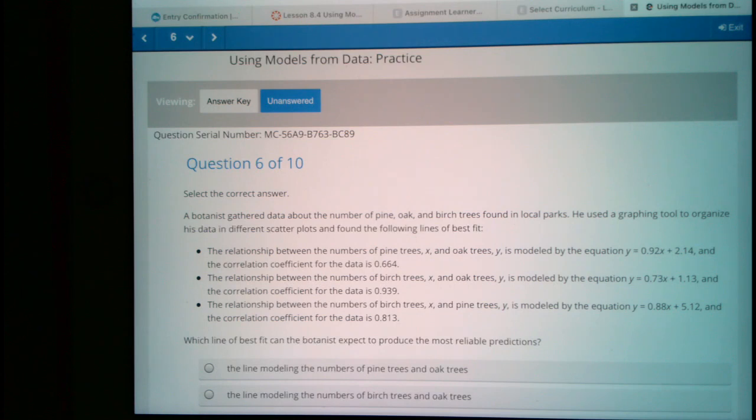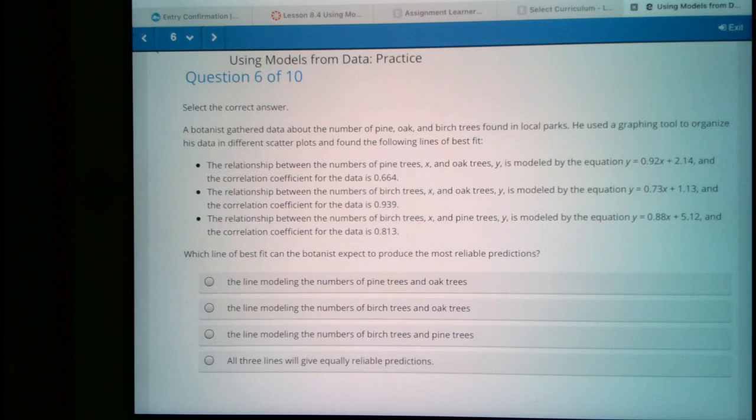The relationship between the number of birch trees X and the oak trees Y is modeled by the equation Y equals 0.73X plus 1.13, and the correlation coefficient for the data is 0.939. The relationship between the number of birch trees X and pine trees Y is modeled by the equation Y equals 0.88X plus 5.12, and the correlation coefficient for the data is 0.813. Which line of best fit can the botanist expect to produce the most reliable predictions?